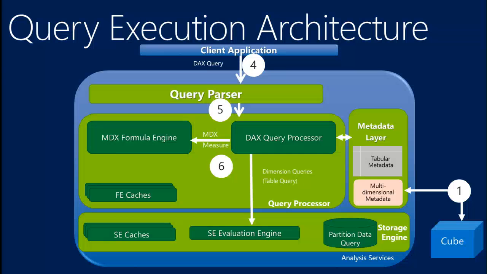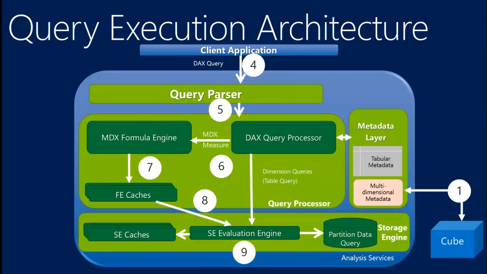But the DAX query will also need to be able to execute MDX. It needs to get those results from those MDX measures. So we'll go to the MDX formula engine to get those measures. The formula engine then will go down to the formula engine cache, see if it's cached. And then it will go to the storage engine evaluation engine if it's not cached. The storage engine evaluation engine now has these two requests, and it either goes to the storage engine cache or goes to get the data from the partition, either in memory or on disk.